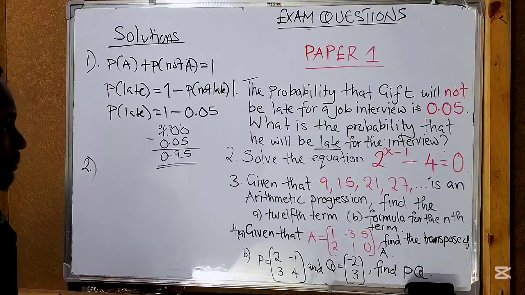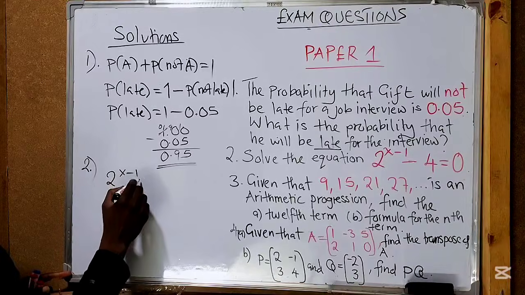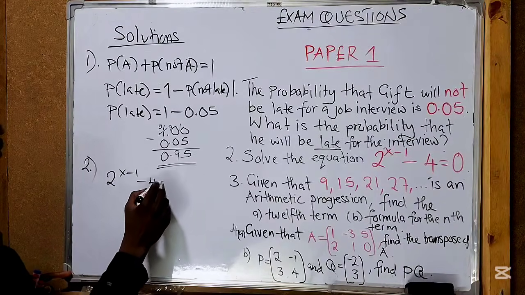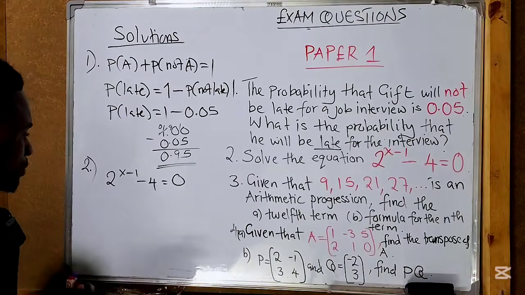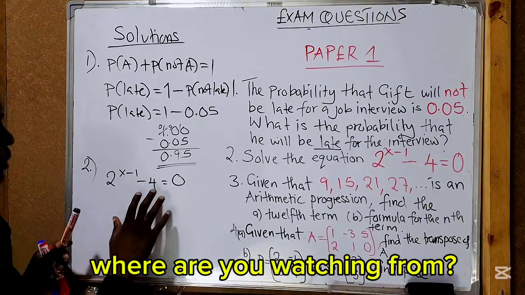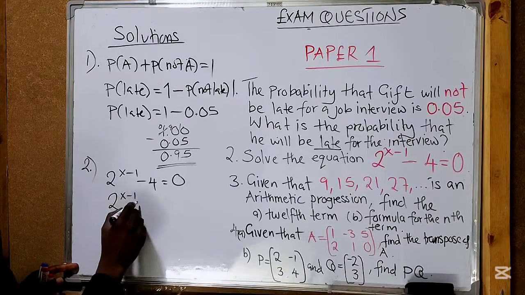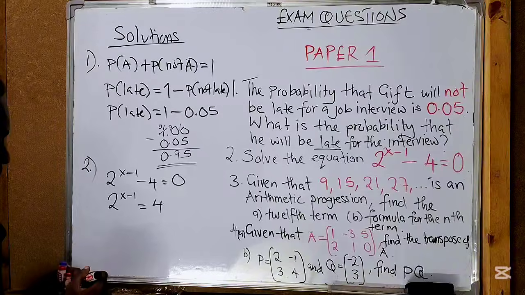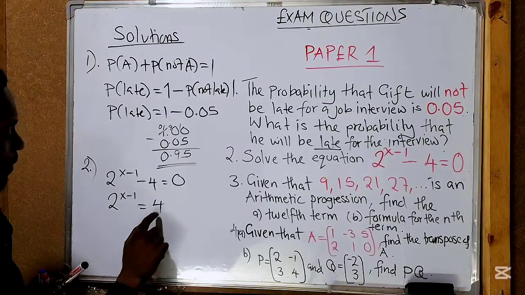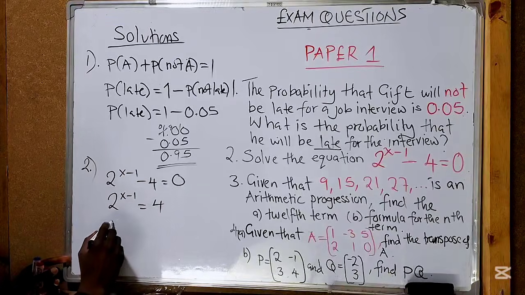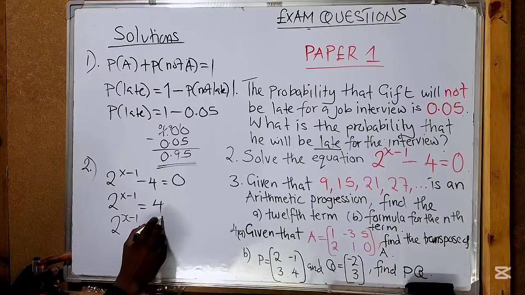Solve the equation. So this is the equation given: 2 to the power x minus 1 minus 4 is equals to 0. This is under equations involving indices. So what we're going to do, the constant number, let's take it to the right side. So here we just remain with 2 to the power x minus 1 is equals to positive 4. Is there a way we can make bases the same? Yes, there is, because 4 is the same as 2 to the power 2. So this will be 2 to the power x minus 1 is equals to 2 to the power 2.